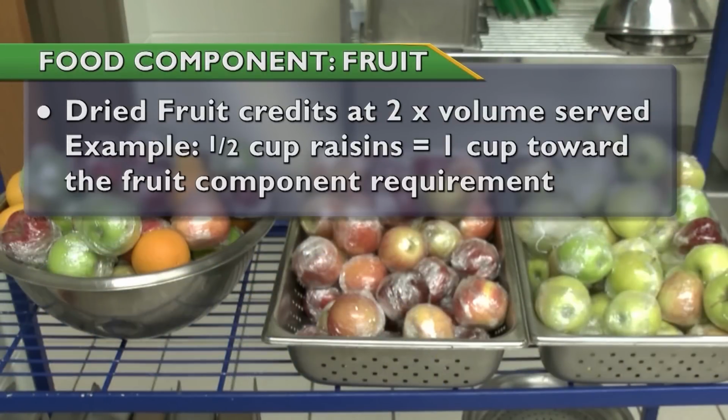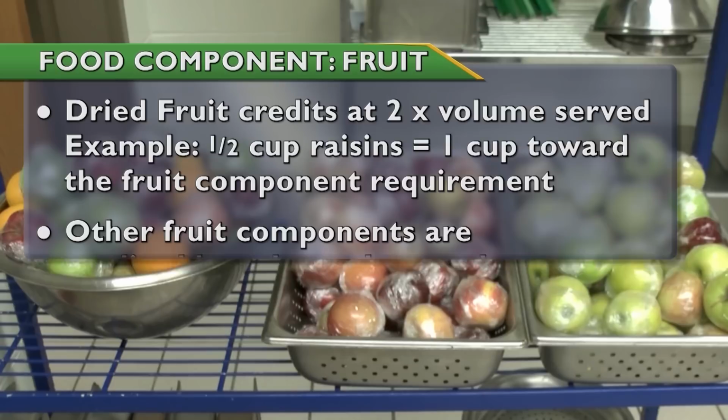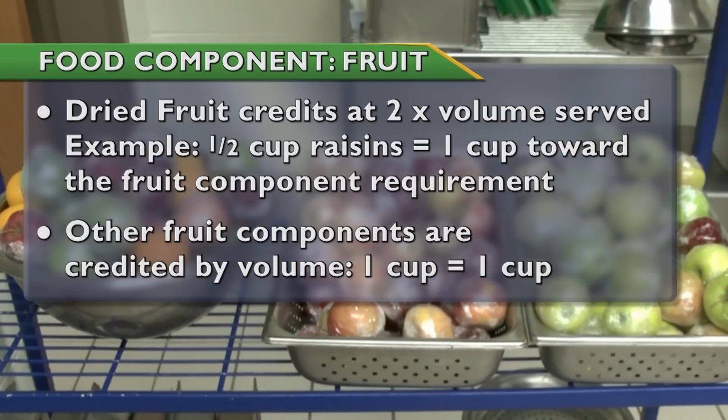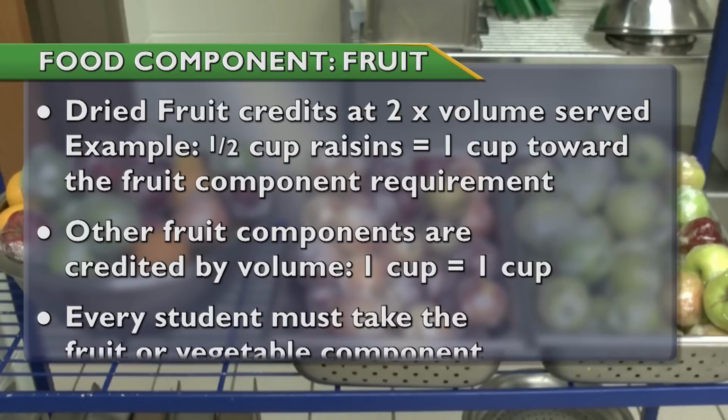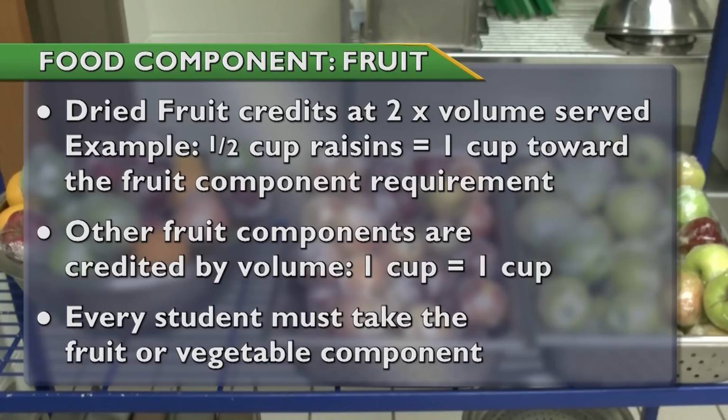Whole dried fruit or whole dried fruit pieces credit at twice the volume served. For example, 1/2 cup of raisins counts as 1 cup of fruit toward the fruit component requirement. Other fruit components are credited by volume as served. 1 cup equals 1 cup. Every student must take the fruit or vegetable component.